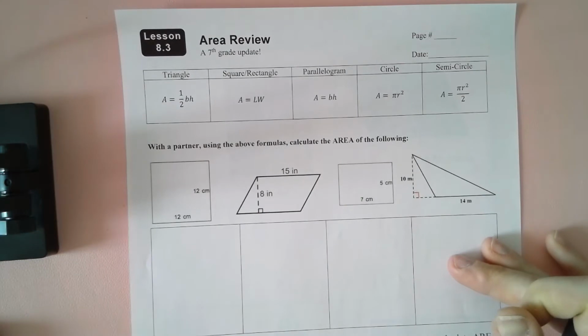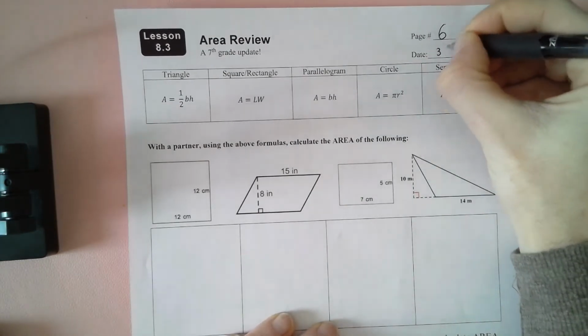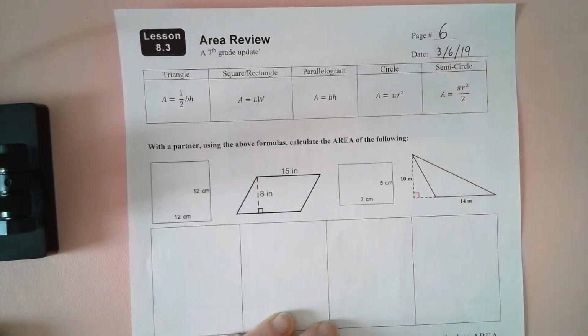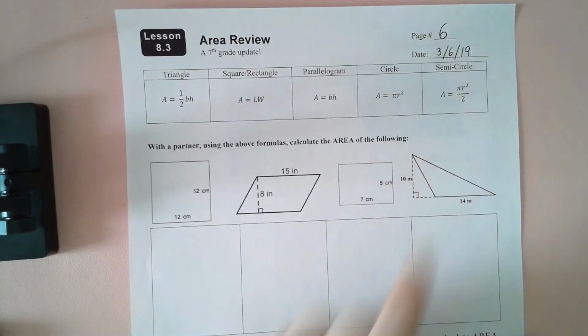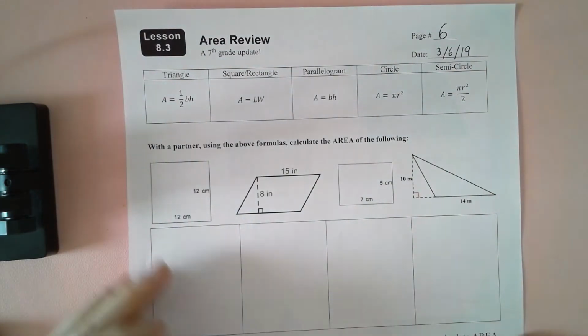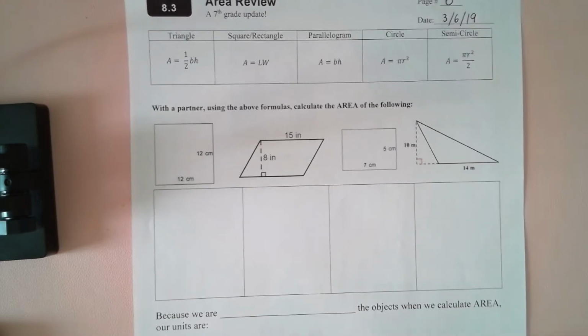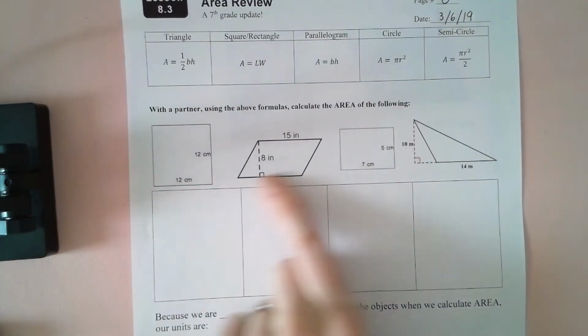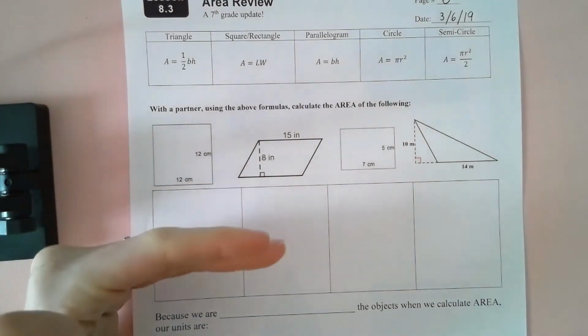So this is page 6 in your notes, and today should be the 6th. Make sure your cover has the same date for page 6, lesson 8.3. All right, so you should have started off with a partner, using the formulas up here, finding the area of these shapes. So if you haven't done that yet, just pause the video and work with a partner. Make sure you're showing the formula, the plug-in, and the answer.